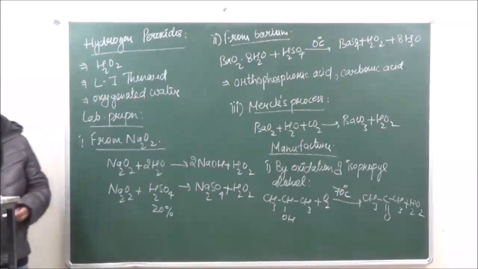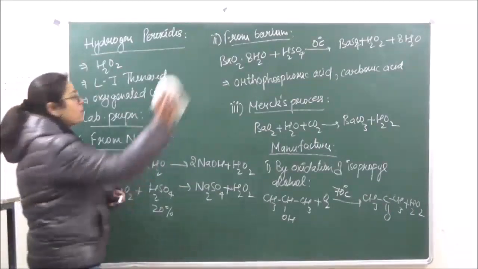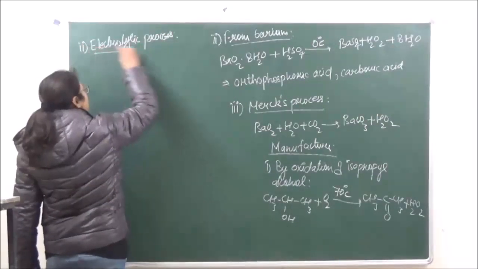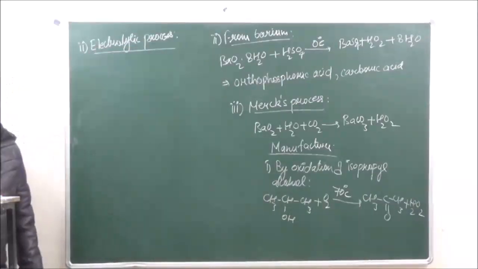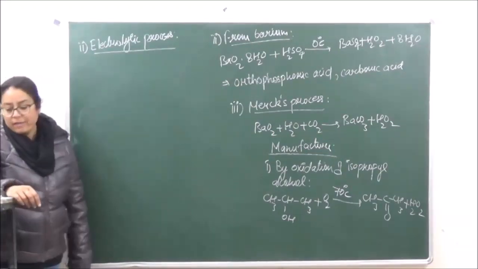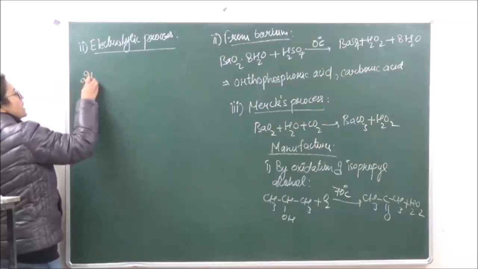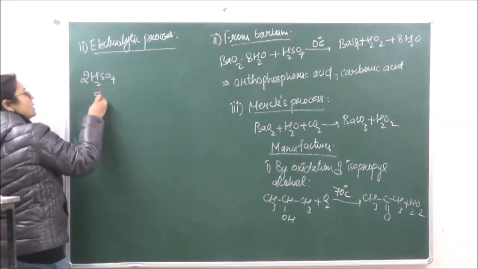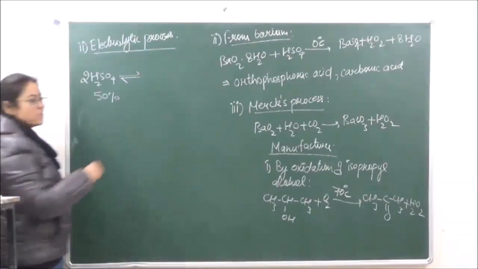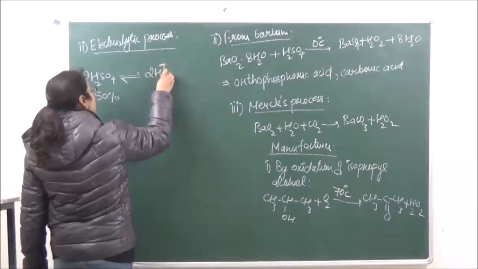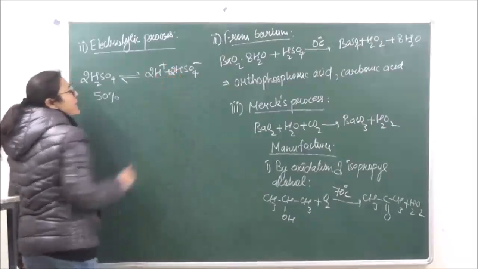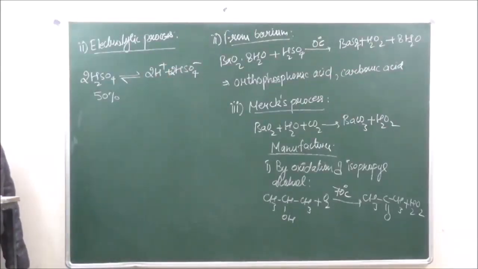The second method is a more prominent method, which is the electrolytic process. In this we are going to take 50% H2SO4 and we are going to electrolyze it. So that is going to dissociate into 2H positive plus 2HSO4 negative. Right? So this is what we are going to get over here.